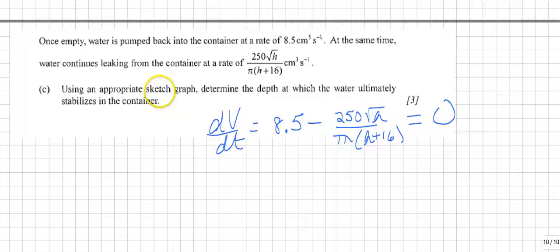So using an appropriate sketch graph, what you can do is just graph this. I'm not going to do it because all you have to do is punch this in. Go to y equals, punch that in, replace your h with x, and see where that equals 0. And just find that root. So we're trying to find when the change in the volume is 0, when it stabilizes. And if you graph it, it turns out that h is about 5.06 centimeters.